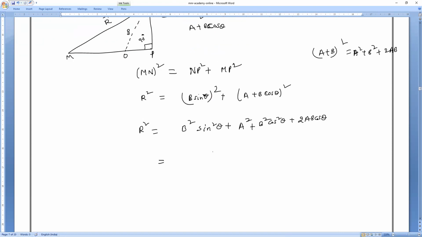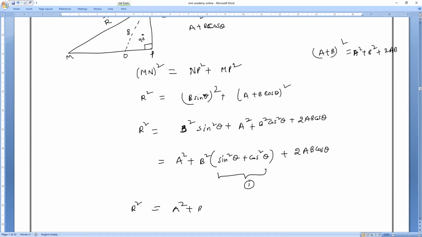Now, observe very carefully. First let me write A square. In this, B square is common. So I will write B square times sin square theta plus cos square theta. This value is something we all know: 1. Plus 2AB cos theta. So the formula is R square equals A square plus B square plus 2AB cos theta. That is the formula.